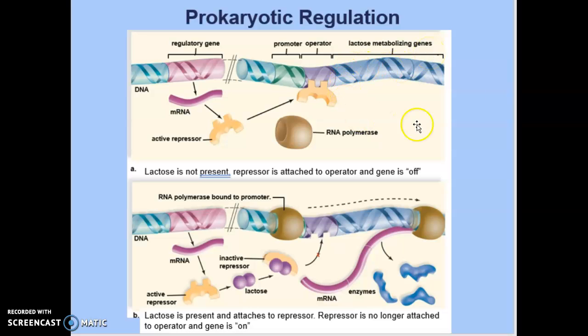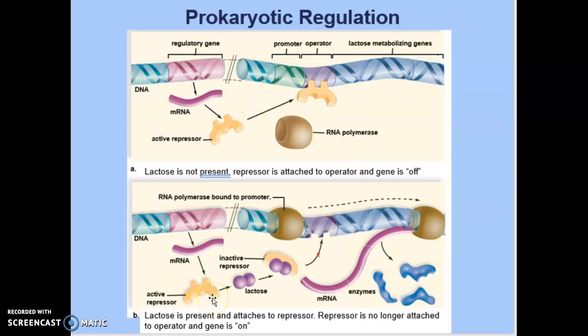That makes lactase enzyme. So when lactose is not present, we don't need to make lactase. We don't need to make something to break it down if it's not even there. So there's no point in wasting energy on producing this protein if it's not needed. Therefore, as you can see, the repressor is bound to the operator and this gene is turned off. RNA polymerase cannot bind to the promoter, it's blocked.